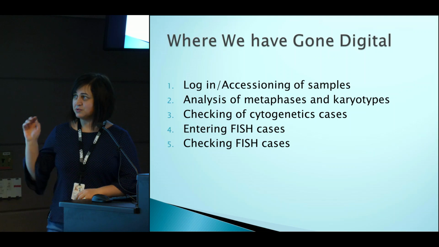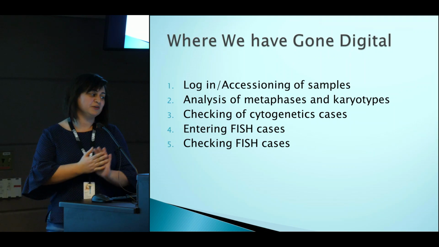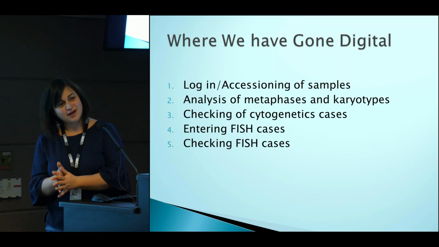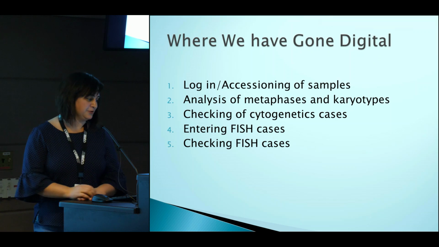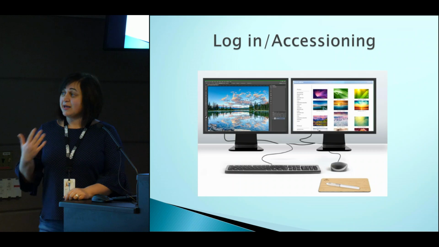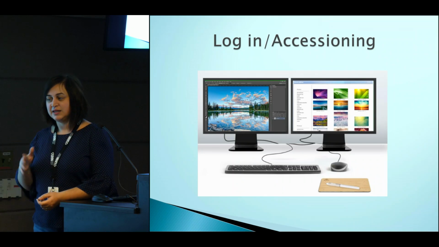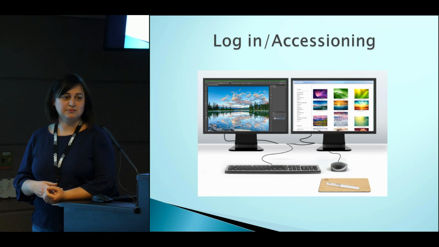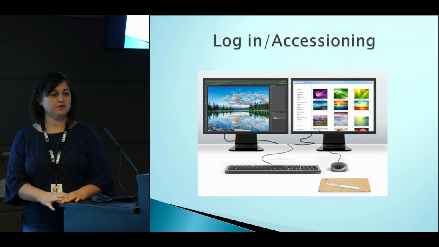So these are the areas we tried to go digital on, and I'm going to go into each one of them, tell you how we used to do it before and what changes we made in order to go digital, basically. So when a sample comes into our lab, the flow of the work is each sample is given a unique login number, cytogenetics number, and then all the details of the sample are also written down.